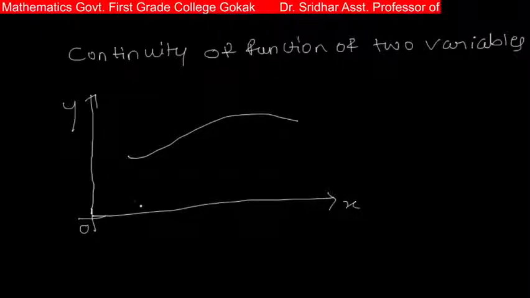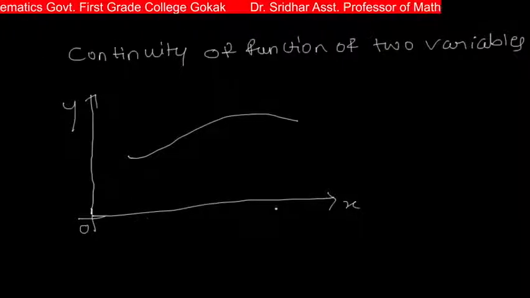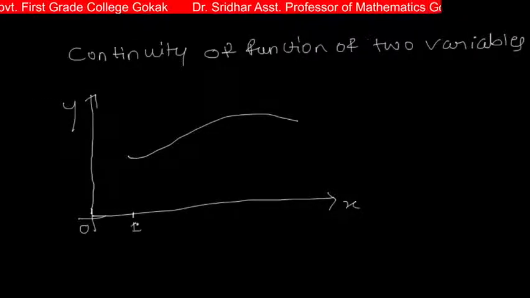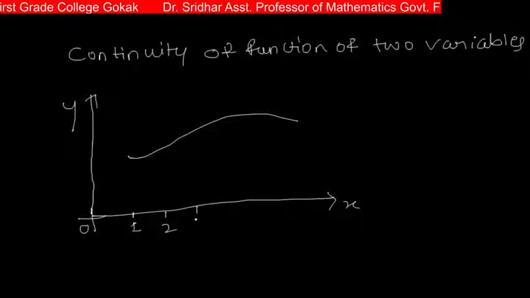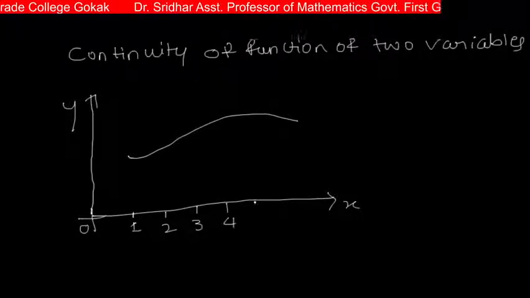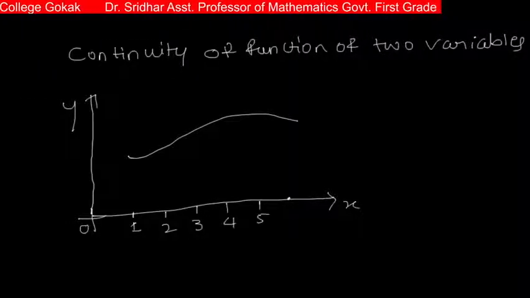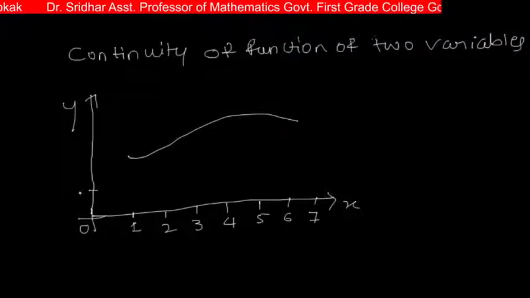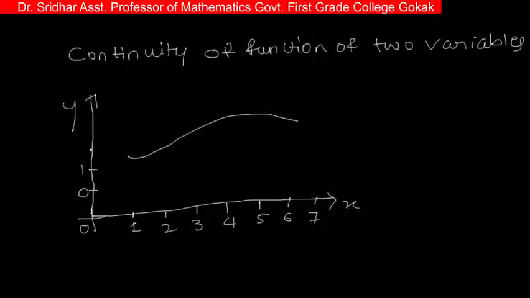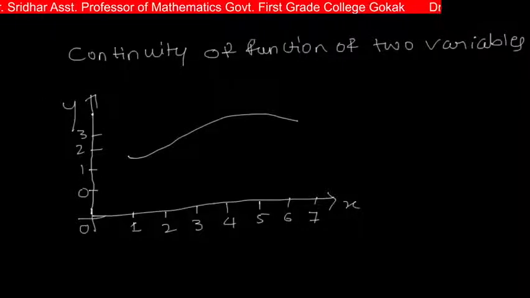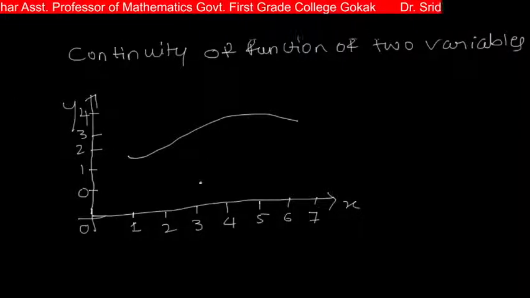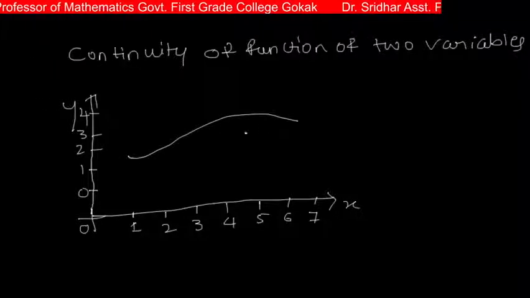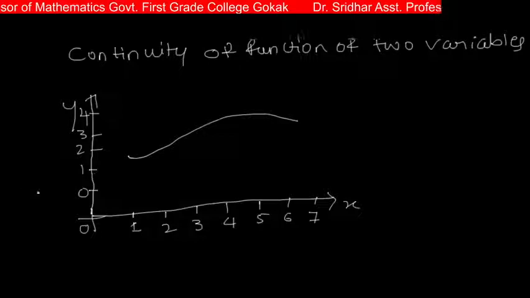Now here there are some points on this x-axis. Here is 0, this is 1, here 2, 3, 4, 5, 6, 7, and similarly on the y-axis we write 0, 1, 2, 3, then 4. Okay, so this is the x-axis and this is the y-axis, and this is a curve. Say this curve is nothing but what?